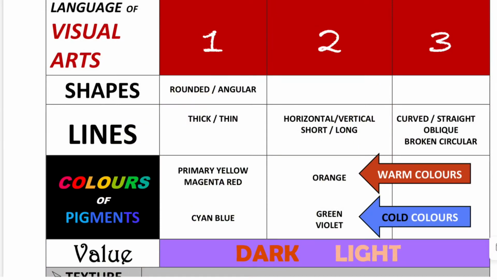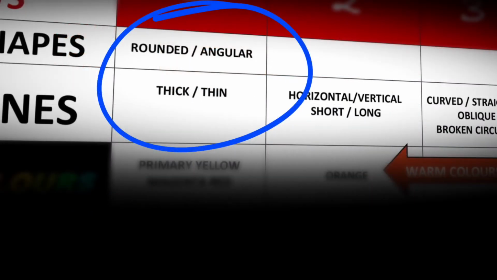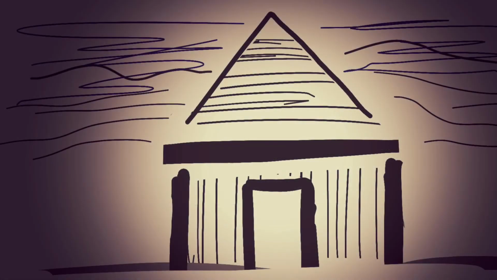Let's take a look at lines now. Cycle 1, this is for you. Now you have thick and thin lines. The top one here is thick and the bottom one is thin. They're pretty simple, huh? Can you see the thin lines and the thick lines in this image of a house? Look at it carefully.